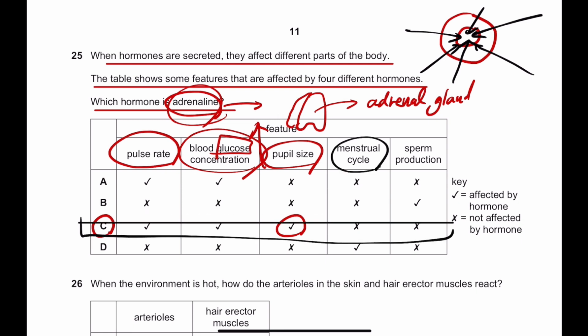But the menstrual cycle has to do with reproduction, so nope. Sperm production, nope. When you're about to fight, you're not going to make sperms, right? Or when you're frightened, you're not going to make sperms. So both of them are X's, and the answer should be C for this question.